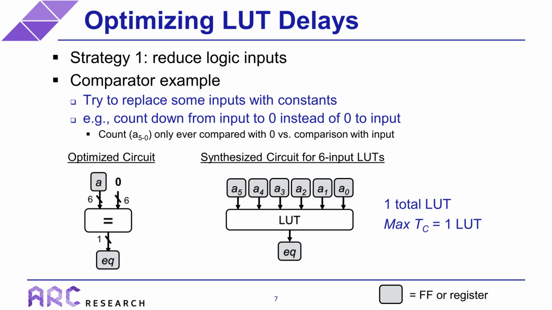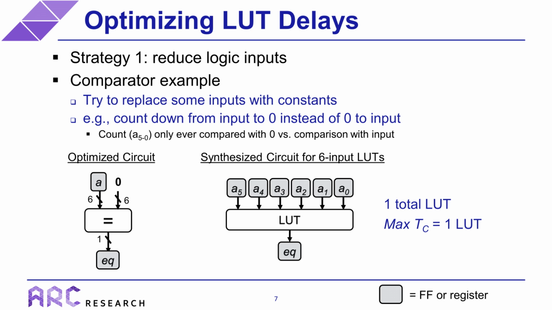So strategy 1 is shown on this slide, which focuses on reducing the number of logic inputs, which should make sense now that we know how logic maps into lookup tables. By reducing the number of inputs to the logic, we can hopefully fit that logic into fewer lookup tables and hopefully reduce the depth of that lookup table hierarchy. Now, there's probably thousands of examples we could look at for how to reduce logic inputs, but I'm going to stick with this comparator example to keep things simple.